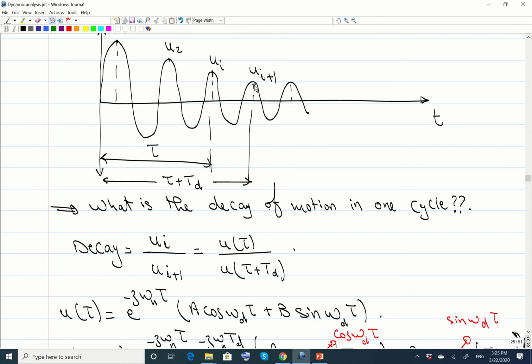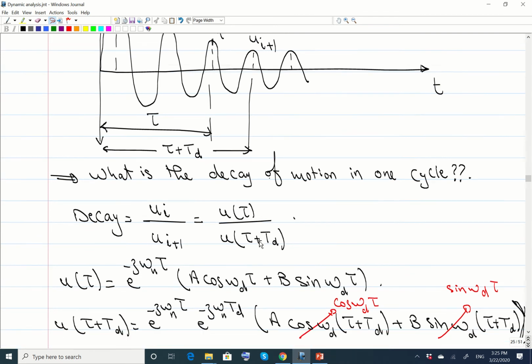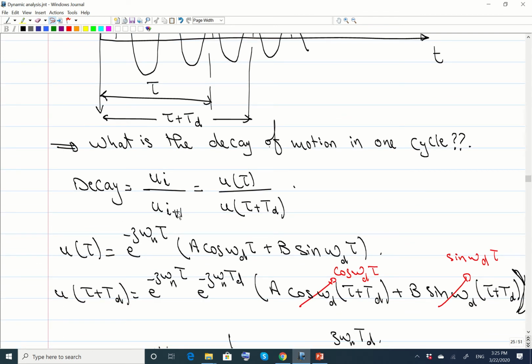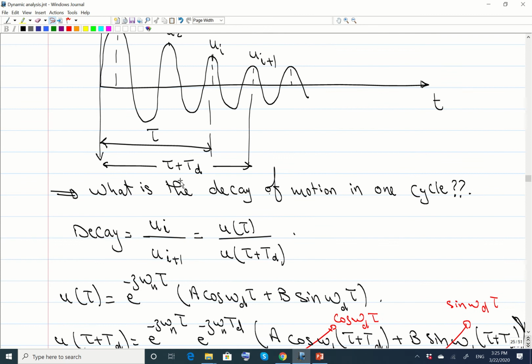Does this decay change from one cycle to another? What do I mean by this? Is the percentage of decay from the first to the second cycle the same as from the second to the third cycle, from the third to the fourth cycle, from u i to u i plus 1, from the hundredth to the 101st cycle? This is what we're going to see. So the decay u i divided by u i plus 1: u i happens at time tau, so u of tau, and u i plus 1 is going to happen at the time tau plus the period T d.